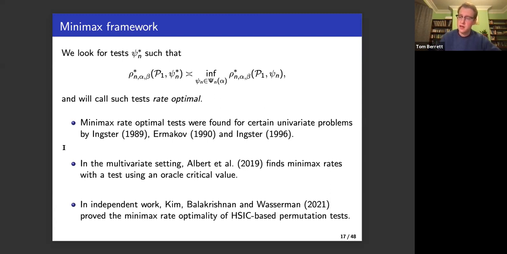In the context of independence testing, results on this kind of framework have been studied previously. So in this first point here, we have some references for the univariate problem. I talked earlier about how the univariate problem is a bit simpler than the multivariate problem. And as far back as the 80s and early 90s, there were results by Ingster and Ermakov, for example, finding minimax rate optimal tests for the univariate problem in frameworks similar to these. The first results that I'm aware of to study minimax rates of convergence for multivariate independence testing are in the Albert et al. paper from 2019.